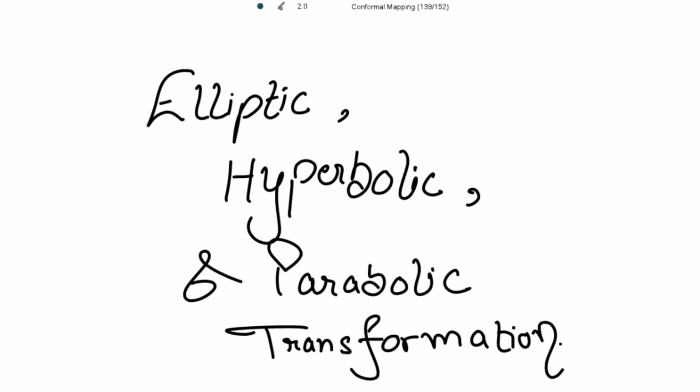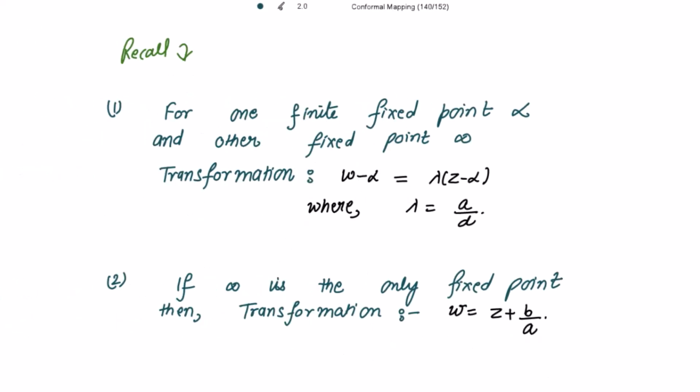Morning. In this content, we are going to discuss the kinds of the transformation: elliptical, hyperbolic and parabolic, right? We have to recall a few results first that are very helpful in understanding the transformations. First, for one finite fixed point alpha and the other fixed point infinity, the transformation is w minus alpha equal to lambda times z minus alpha, where lambda is a over d.